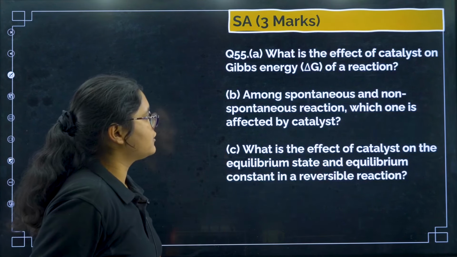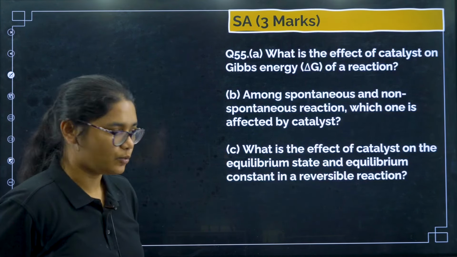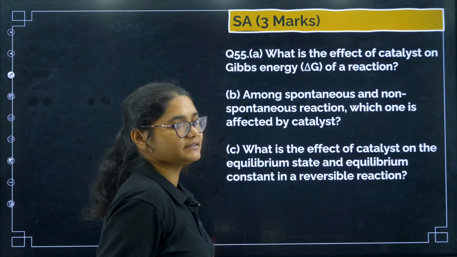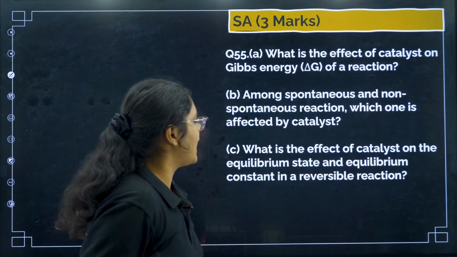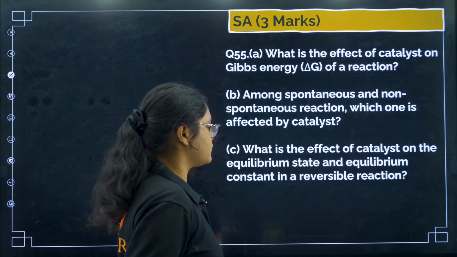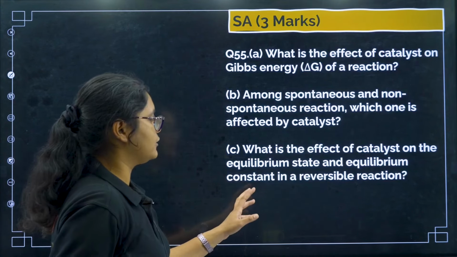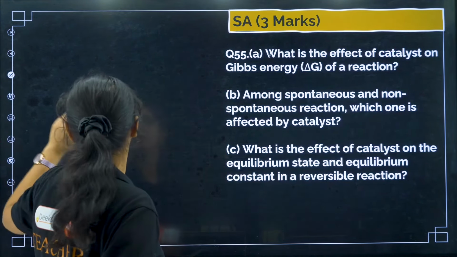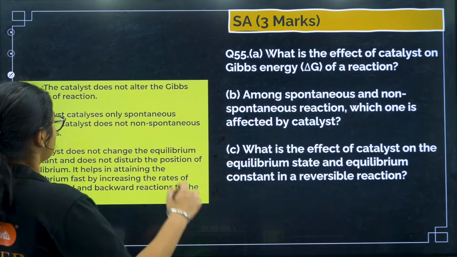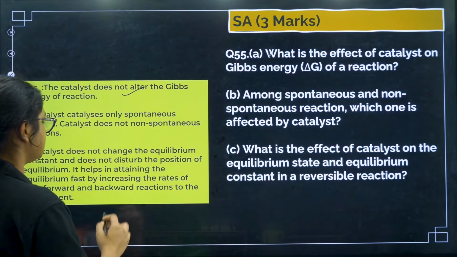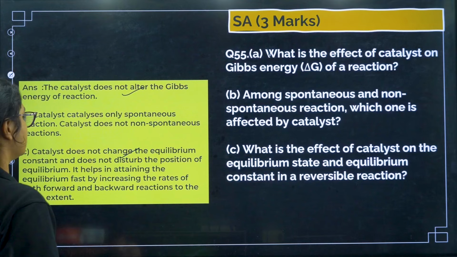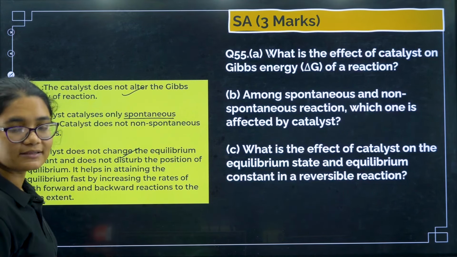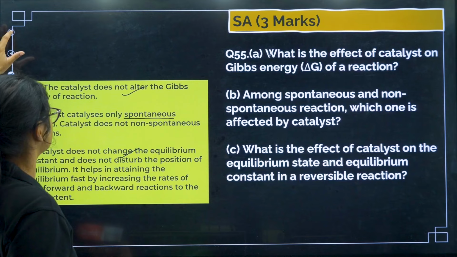Next, what is the effect of catalyst on Gibbs free energy? No effect. Among spontaneous and non-spontaneous reactions, which one is affected by catalyst? And what is the effect of catalyst on the equilibrium state and equilibrium constant in a reversible reaction? Here no effect, here also no effect. It does not alter the Gibbs free energy and does not change the equilibrium constant. It catalyzes only spontaneous reactions and does not catalyze non-spontaneous reactions.